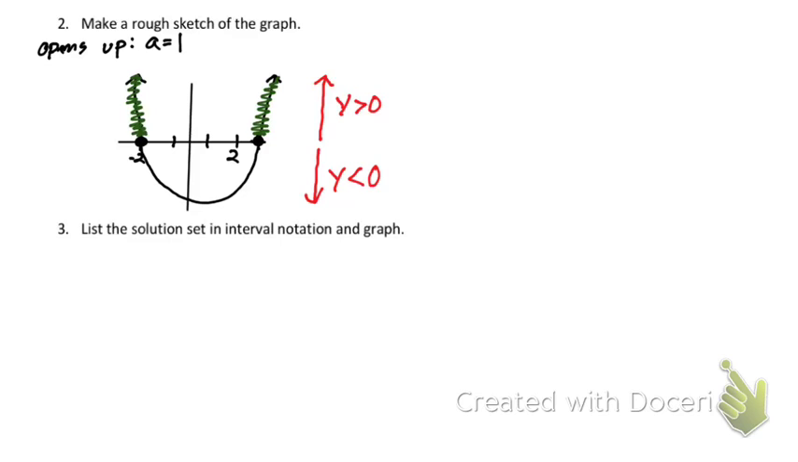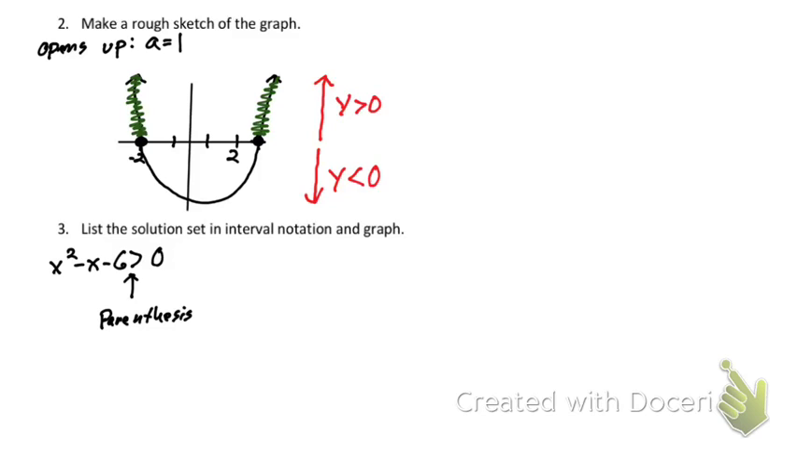So now we're just supposed to list those solutions in interval notation. I do want to put a little note on that. So we have x squared minus x minus 6 is greater than 0. There is no equal to sign. So that means you are going to strictly use parentheses. If it was greater than or equal to, you use brackets. If it's just greater than, you're going to use parentheses.